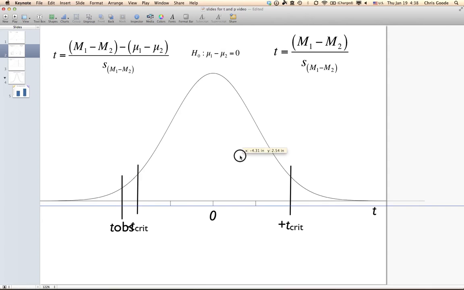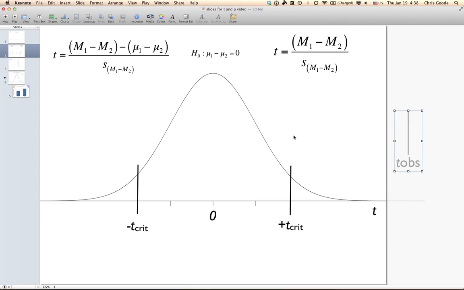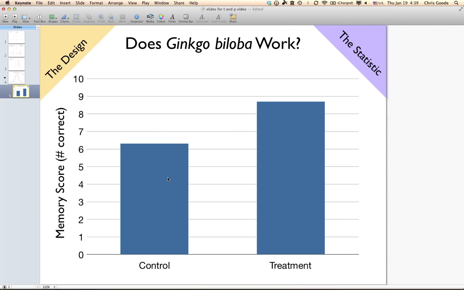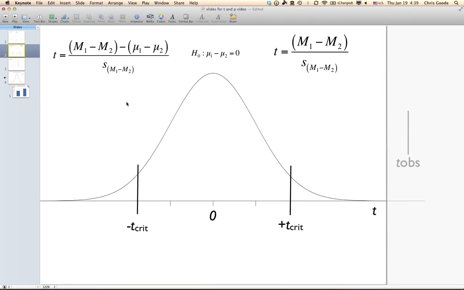Well, we don't know whether Ginkgo actually does anything or not. And we will never know whether the null is actually true. But we can use the laws of probability to make an informed decision about whether we suspect that Ginkgo works or not. We're never going to prove it. We're not going to prove it at all. But we are going to get some evidence that it works or that it doesn't.